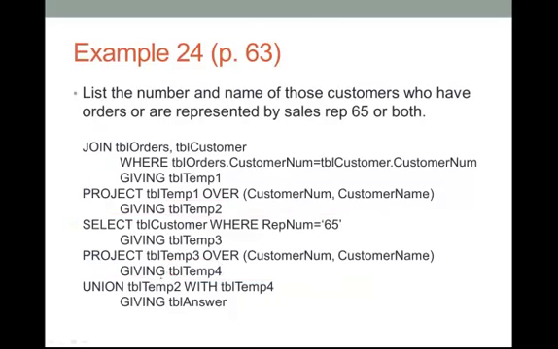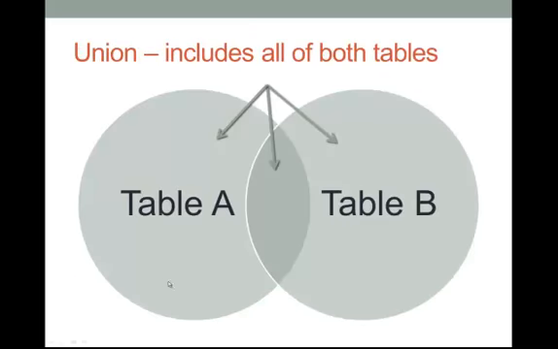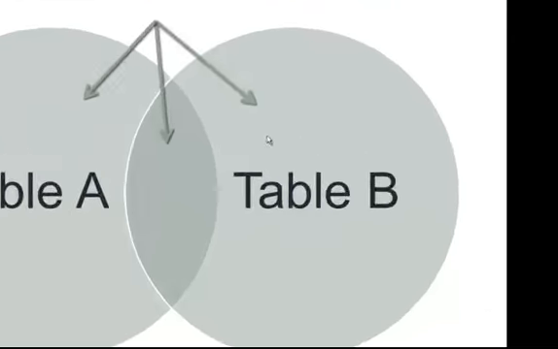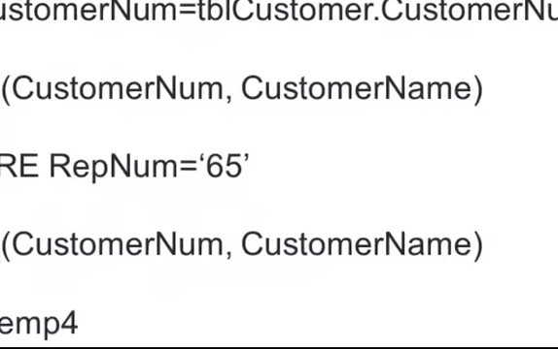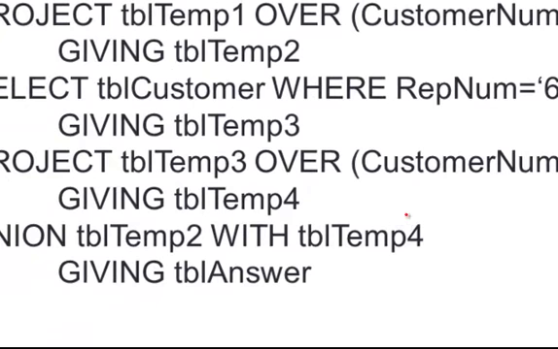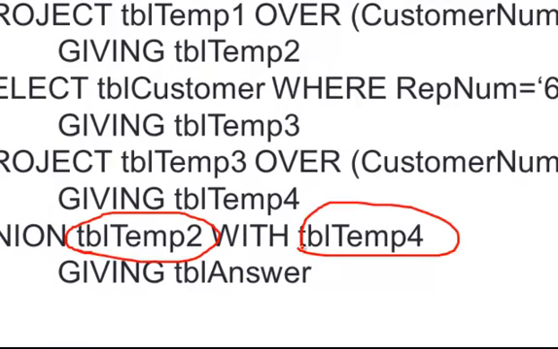And my final step is I'm creating a union right here. And remember what union does. Let me go back to that previous slide. Union is going to include everything out of both tables. So this union command is going to give me everything out of temp2 and everything out of temp4. And it's going to put those rows together and store them in something called answer.